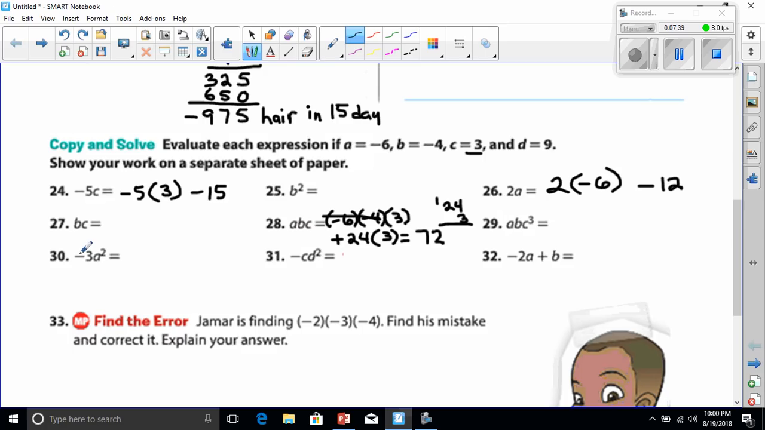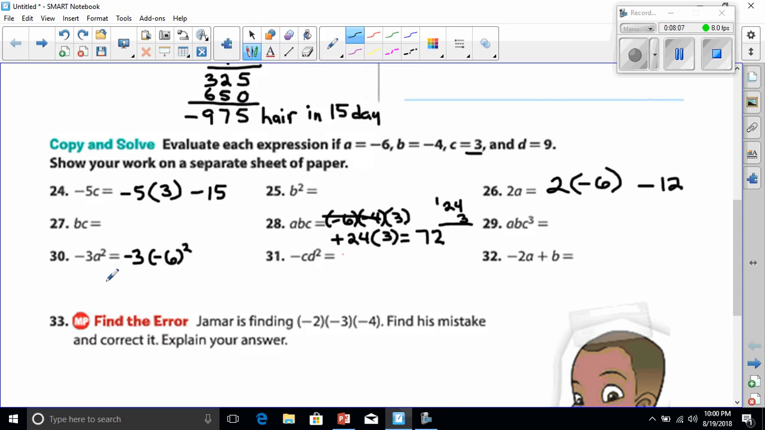Number 30 says negative 3 times a to the second power. Well, we're going to take negative 3, and remember that a is negative 6, so that's going to make negative 6 to the second power. PEMDAS says that we must do our exponents first, which means we'll take this negative 6 to the second power and work it before we multiply negative 3 to negative 6.